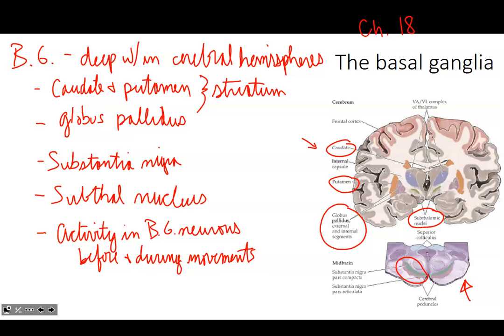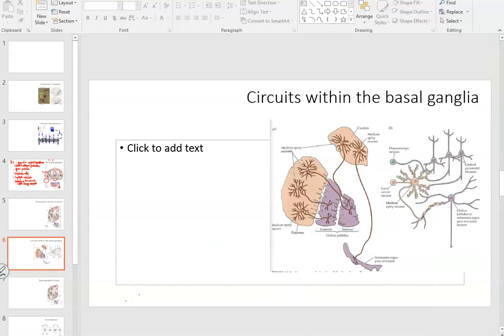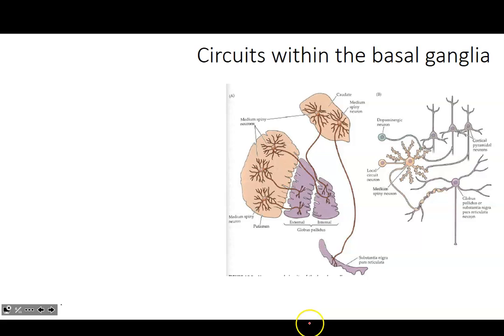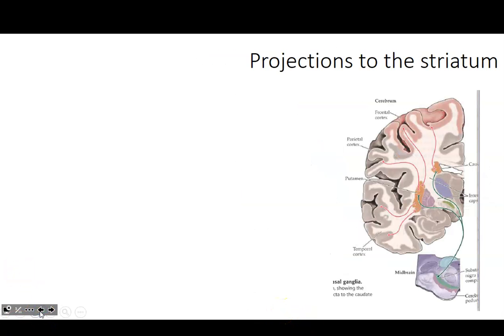So let's get into some projections to the basal ganglia. What's coming in to the caudate and the putamen, and where does that information come from? Let me clear this out here. So we wanted to see where these inputs are coming from. When we talk about inputs to the striatum, remember the striatum was made up of both the putamen and the caudate, which got clipped off a little bit here.